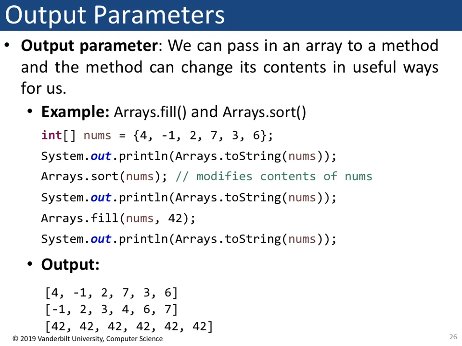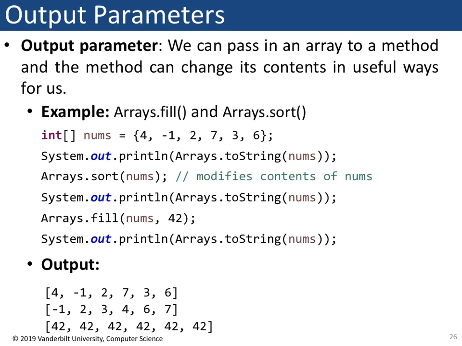Then we call the sort method, Arrays.sort, and we pass as parameter nums. Notice we're not getting any return value from Arrays.sort, but when we print Arrays.toString of nums again, notice how it has changed. Now it is in ascending order, -1, 2, 3, 4, 6, and 7. The reason is we pass the address to this array object into the sort method, and it changed that object. So then when we look at that address again, it is still changed.